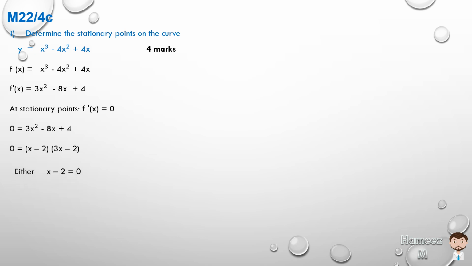Either the first bracket's x minus 2 is equal to 0, which implies x is equal to 2. And if we want to find the coordinates, when x is equal to 2, we can find the y coordinate by substituting. Let's write the formula f of x equal to x cubed minus 4x squared plus 4x.